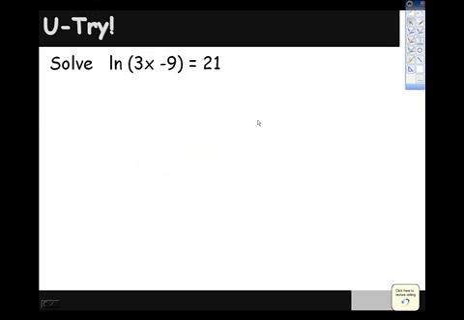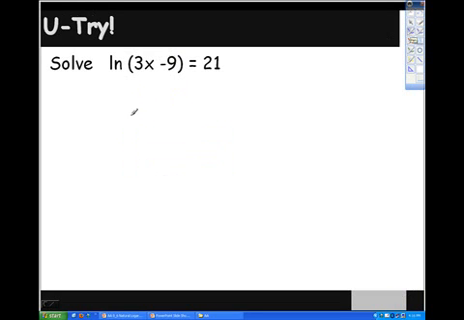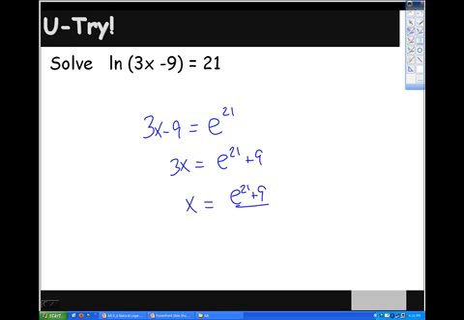Here's another one for us to try. So this time, go ahead and pause, give that a shot. This time 3x minus 9 is equal to e to the 21. So 3x equals e to the 21 plus 9, and then we're going to divide by 3. x equals (e to the 21 plus 9), all divided by 3.